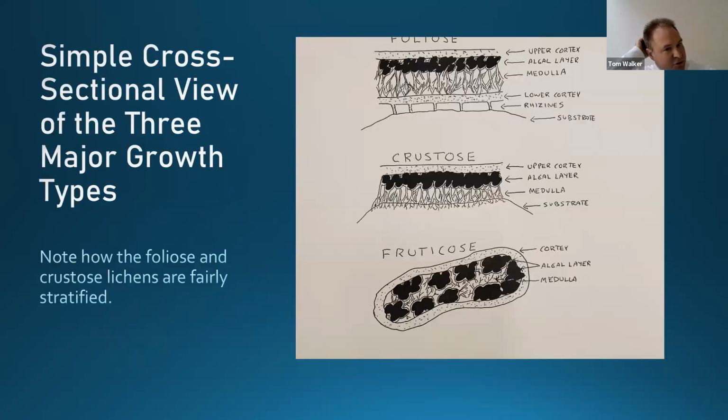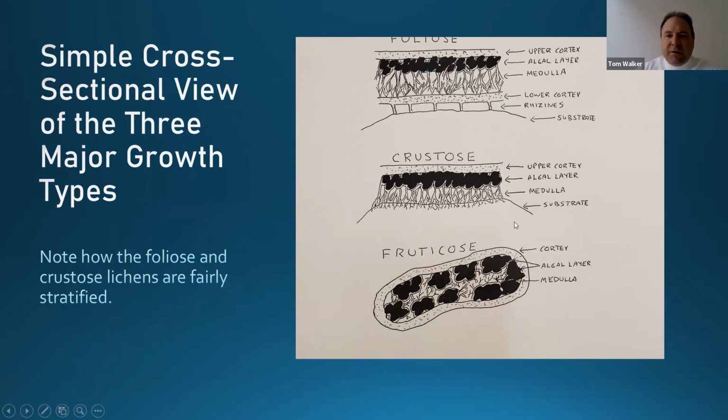So this is just a cross-sectional view. It's got a little cutoff at the top here. But in crustose and foliose lichens here, they're neatly stratified. There's an upper cortex, that tightly packed fungal layer. The black dots are the algae. And then there's a gas-filled area in the middle called the medulla. And then there's a lower cortex, and then these structures called rhizines that attach to the substrate.